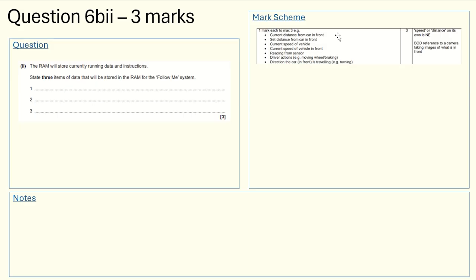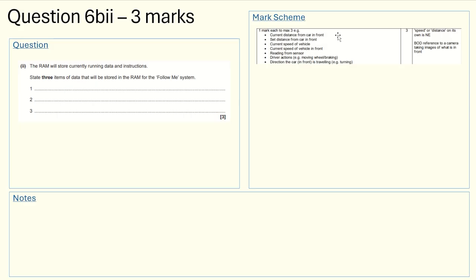If it does either of those two things, then the system might not function correctly. We've also got the current speed of the vehicle, so how fast we're going. We also need how fast the vehicle in front is going, so the data from the sensors tells us that the car in front of us is going 30 miles an hour. If that car is going 30 miles an hour, then we need to know the current speed of our vehicle. If we're going at 25, then we need to speed up a little bit, 5 miles an hour.